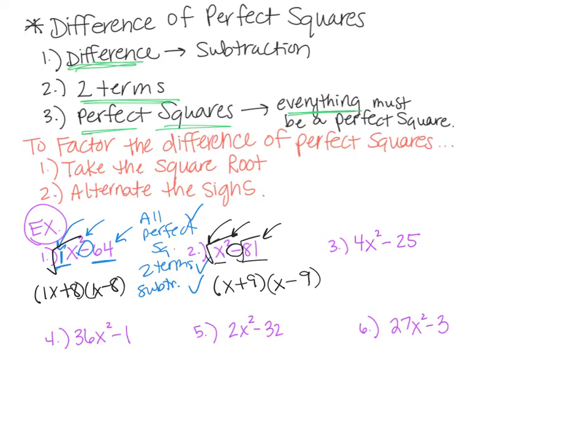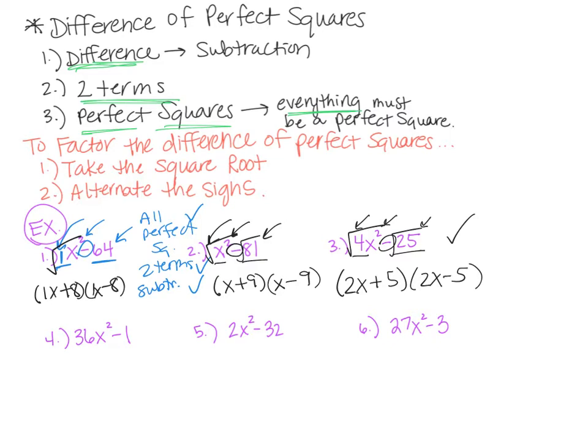All right, let's do this next one. 4 is a perfect square. x squared is a perfect square. 25 is a perfect square. Two terms, subtraction. We're good to go, so let's do it. The square root of 4 is 2. The square root of x squared is x. The square root of 25 is 5. One gets a plus, one gets a minus.